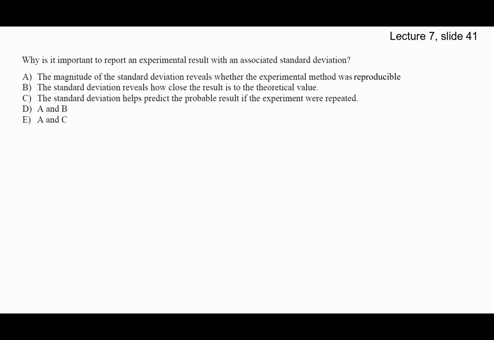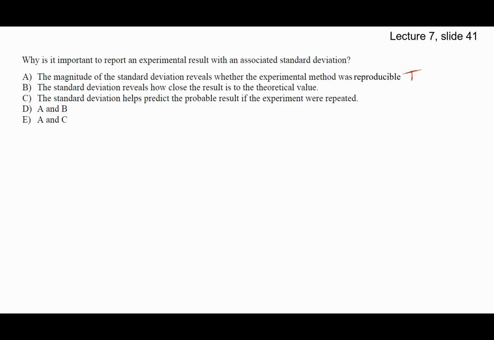Why is it important to report an experimental result with an associated standard deviation? Okay. A, the magnitude of the standard deviation reveals whether the experimental method was reproducible. Yeah, totally. If you have a nice small standard deviation next to your answer, you know that that thing was reproducible. It kept giving results within this small area. Or maybe it was large, but it lets you know what that reproducibility is.